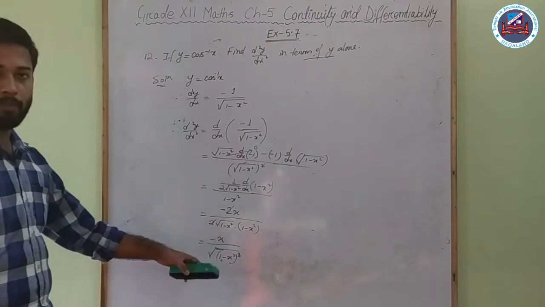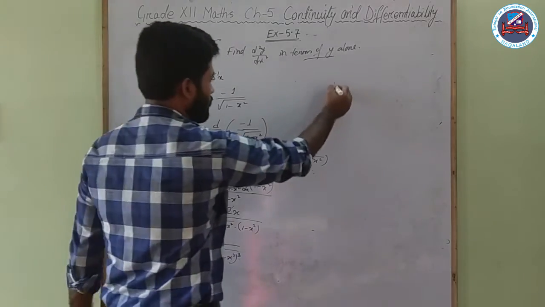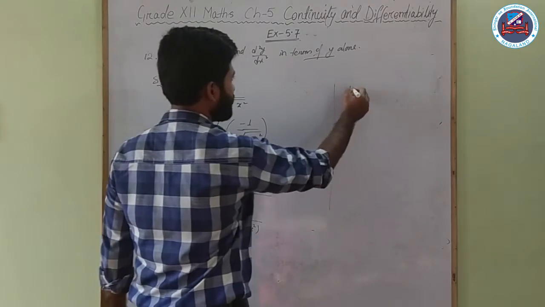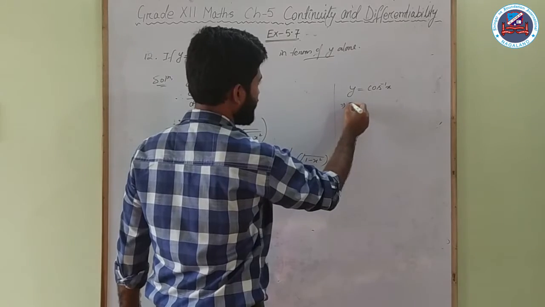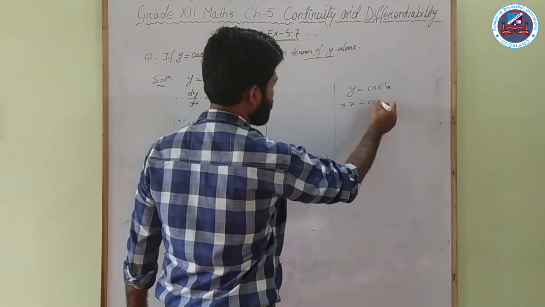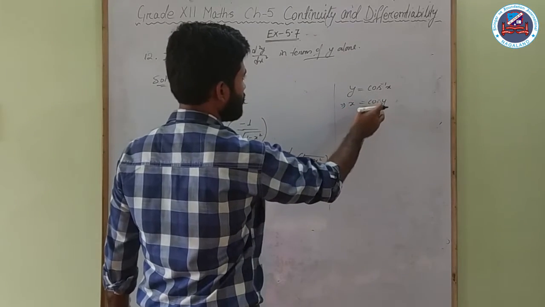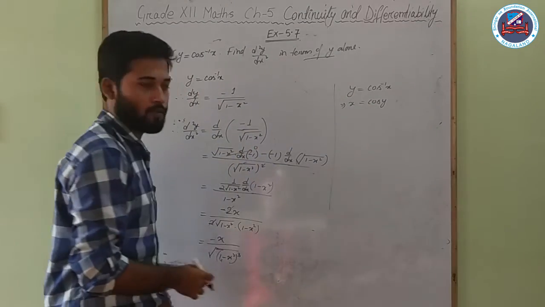Fine. So I am remaining with this. Now in the given question we had y is equal to cos inverse x. Now this can be written as x is equal to cos y, isn't it?